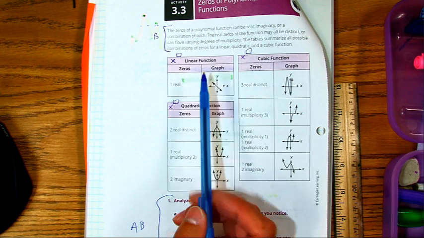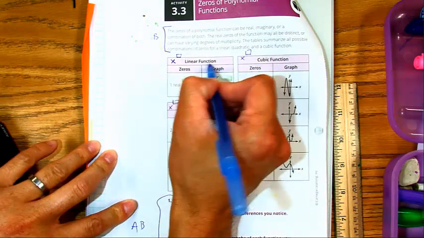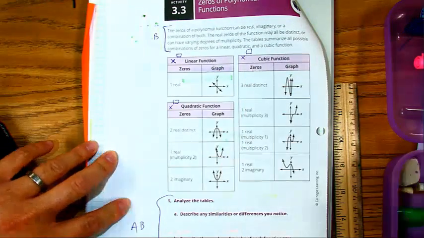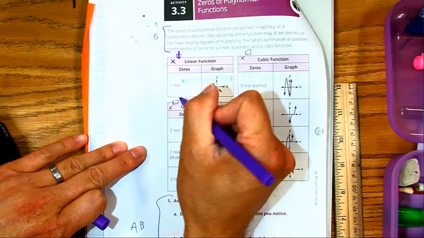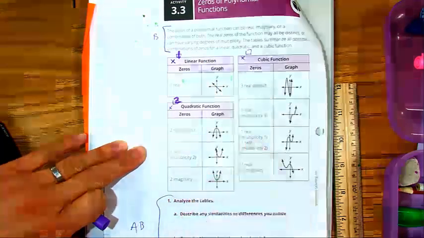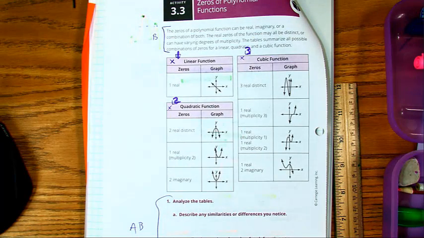Guys, we were basically given linear, quadratic, and cubic. Class, linear has what degree? 1. Quadratic? 2. And cubic? 3. What are some similarities and observations you guys made? Anybody?